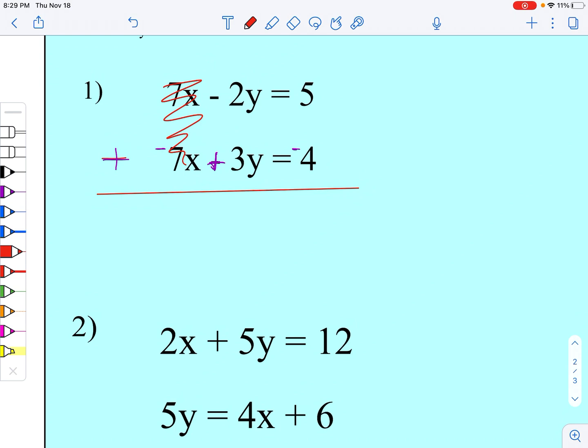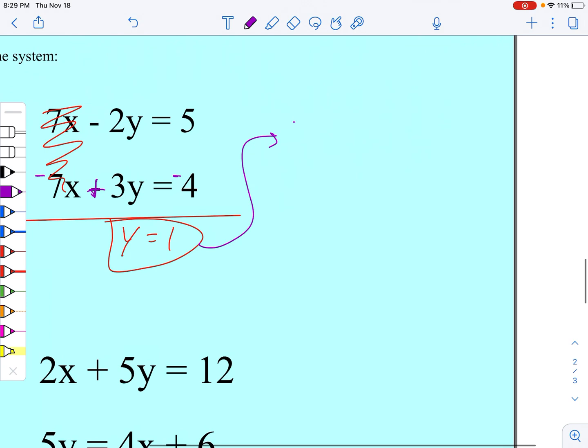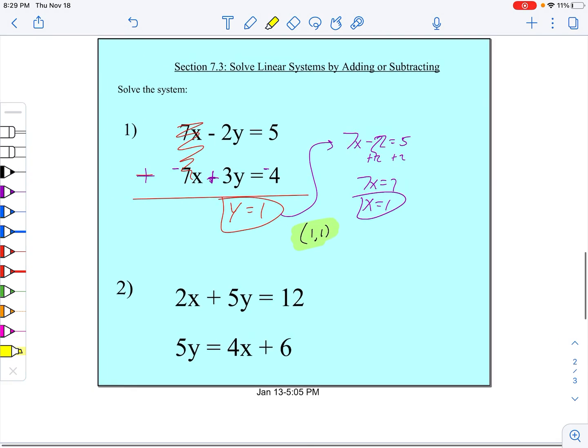Okay? That just leaves me then with y equals 1. So this one's kind of nice. I'm already done. I don't have to even do any dividing at the end. I just get y equals 1. I'll plug that back into the top equation. I should get something like this. 7x minus 2 is equal to 5. I'll add 2 to both sides. 7x equals 7. And so I end up getting x equals 1 as well. So this final solution, again, always write your final solution as an ordered pair, is 1, 1.